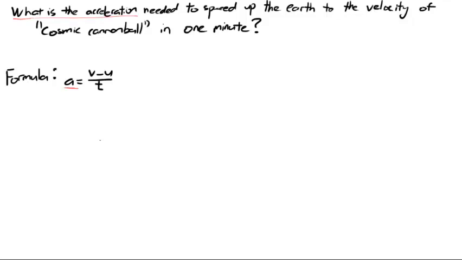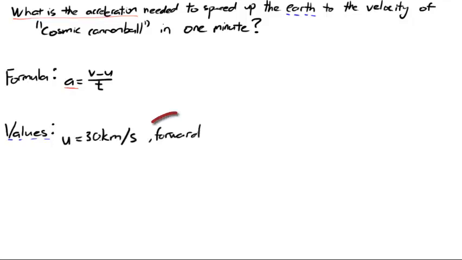So now that we have the formula in our arsenal, let's list down our assets. Our object of interest is the Earth. We want to accelerate it to the velocity of Cosmic Cannonball. So all of the values listed should be the Earth's. Initial velocity of Earth is 30 km per second forward.